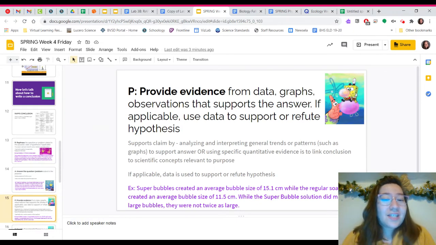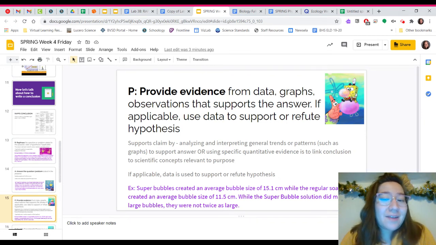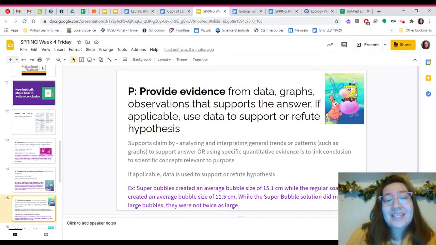Here we can see that we could talk about our superbubbles created an average bubble size of 15.1 centimeters, while the regular soap only created bubbles that were 11.5 centimeters. While the bubbles were large, they were not twice as large.